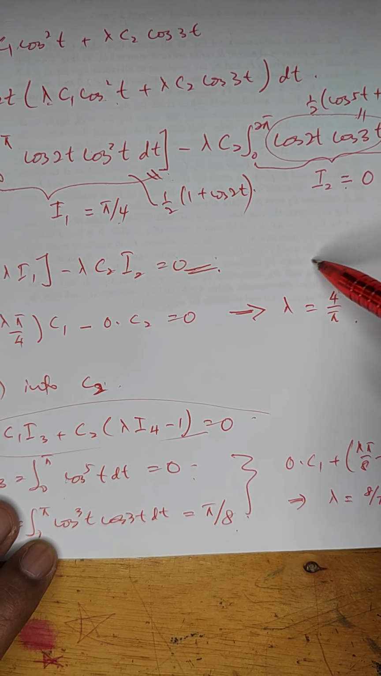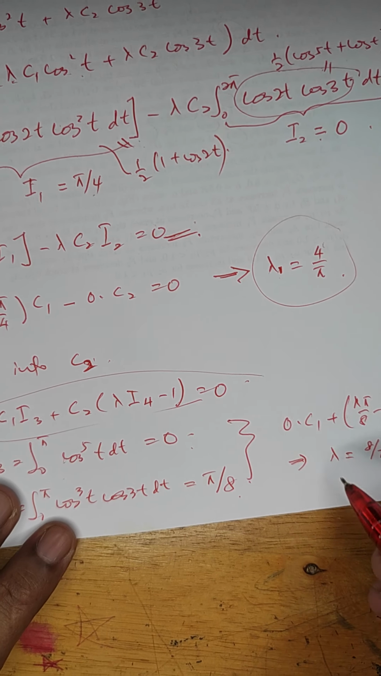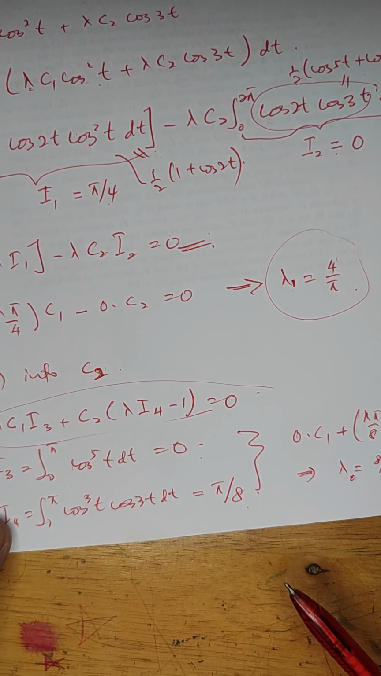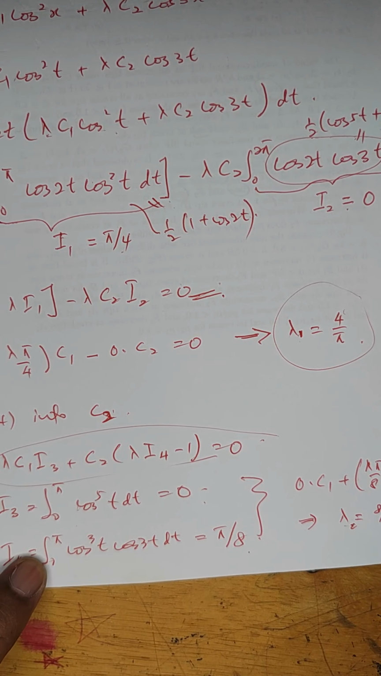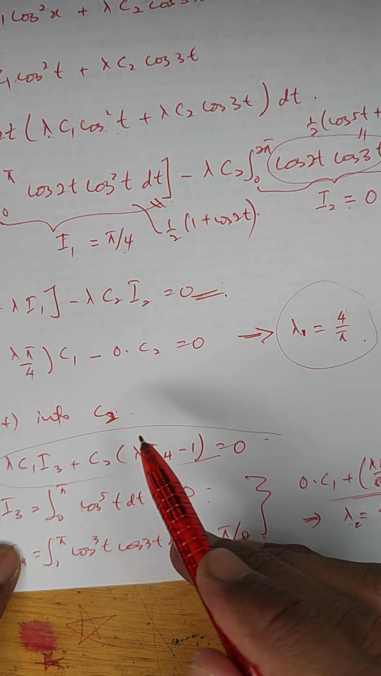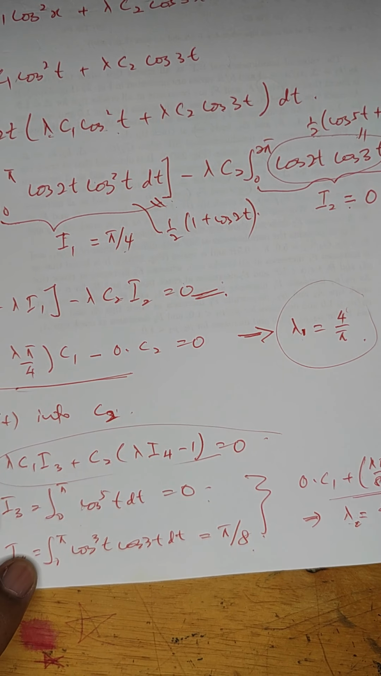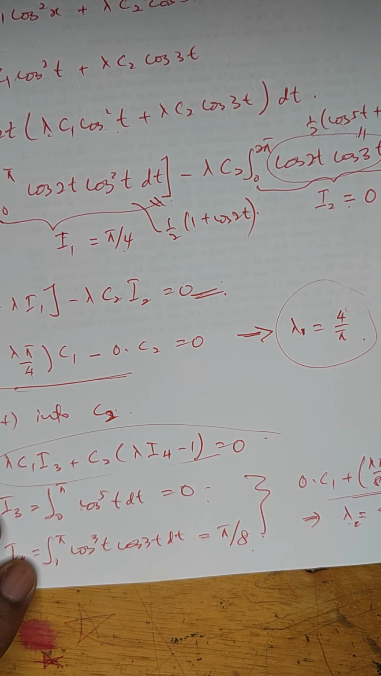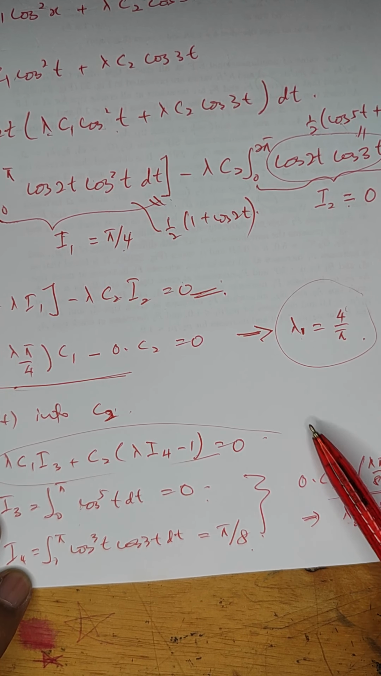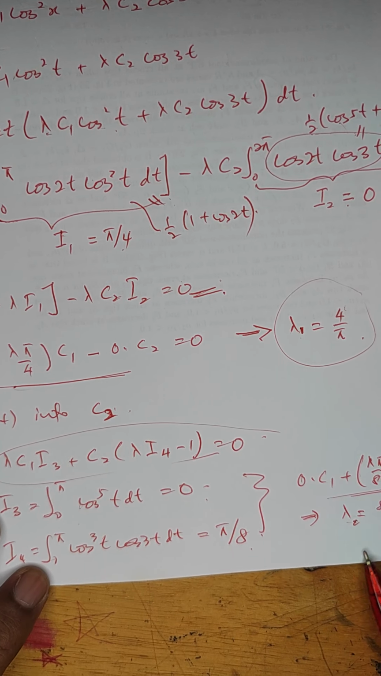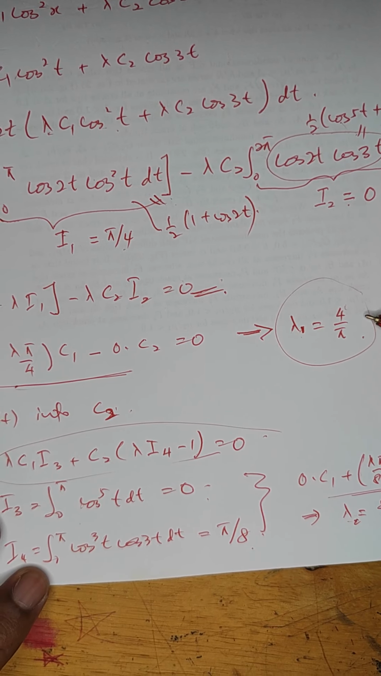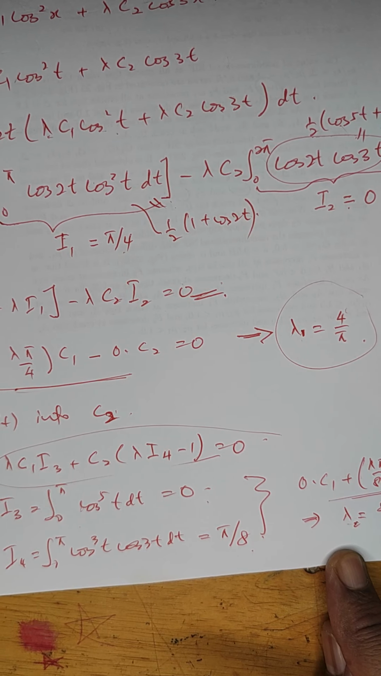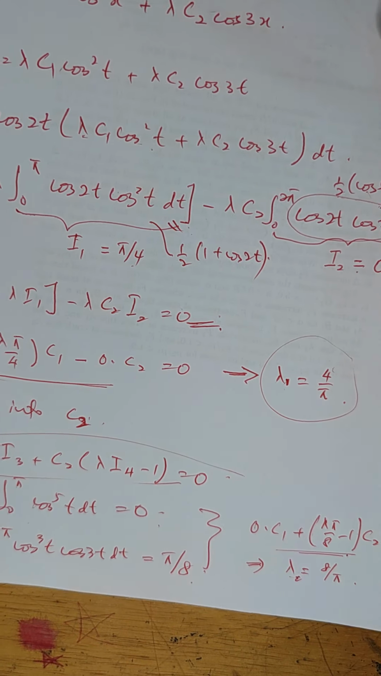So we have two values of lambda here. Let's call this lambda 1, 4 over pi, and let's call this lambda 2, 8 over pi. And if you take this equation and this equation, you can check that the determinant of those is not 0. You can find lambda 1 and lambda 2, which give you 4 over pi and 8 over pi.